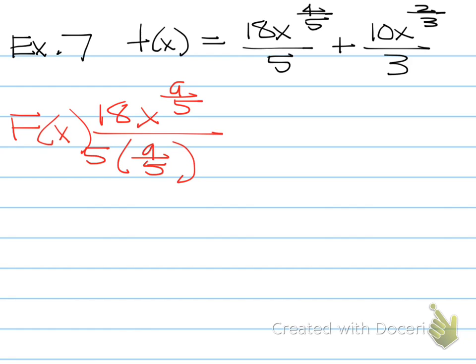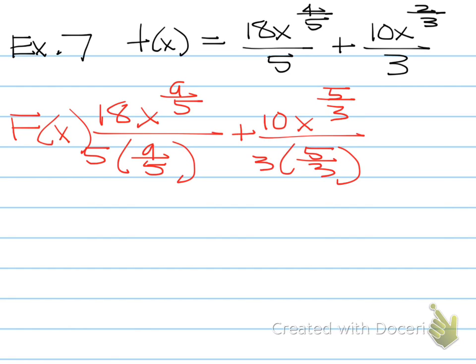All right, so we have the denominator, and then do the same thing for the second term. Increase the exponent by 1. We get 5/3. Divide that term by that new exponent, 5/3. We already have the 3 in the denominator, and then plus a constant. Move this over just a little bit.